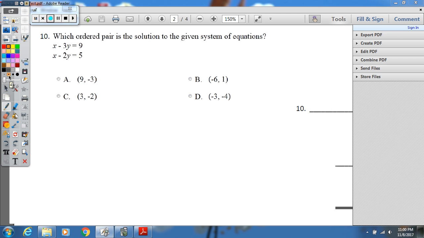Number 10 says which ordered pair is the solution for the given system. Okay, so we can either plug this x and this y into both of the equations and see which one of these four answers is true for both of the equations, or I can solve this by using graphing, substitution, or elimination.